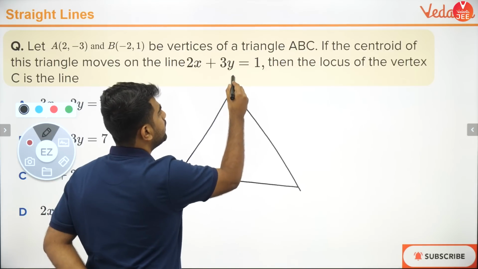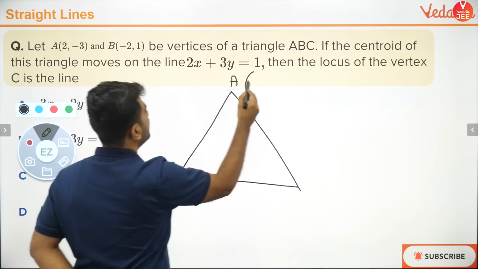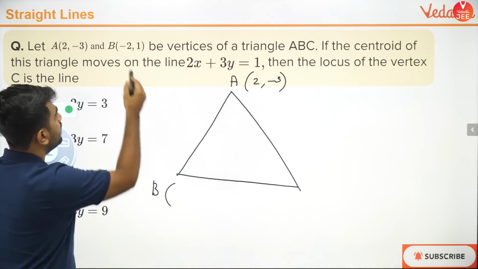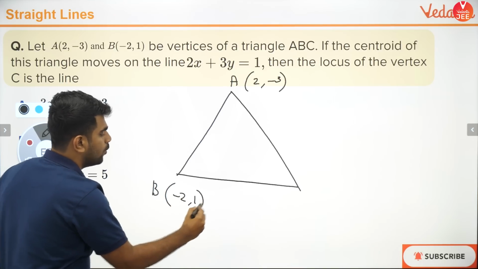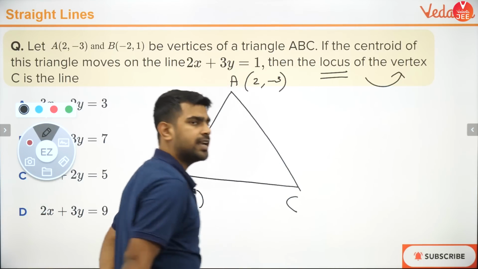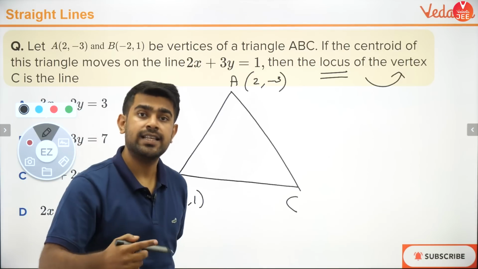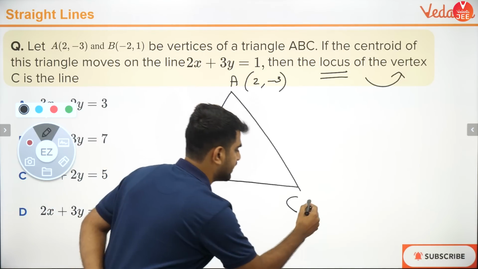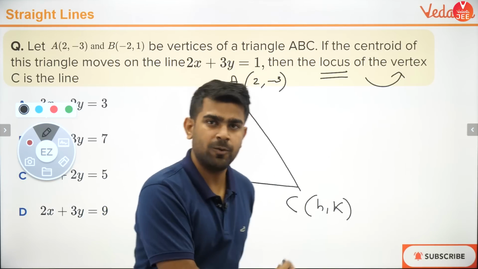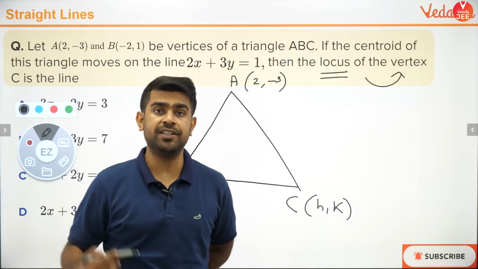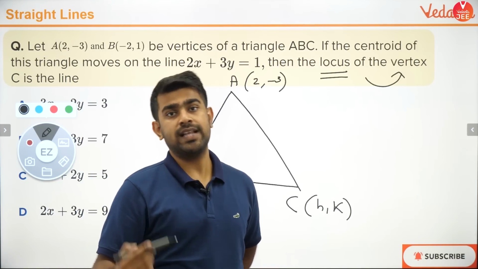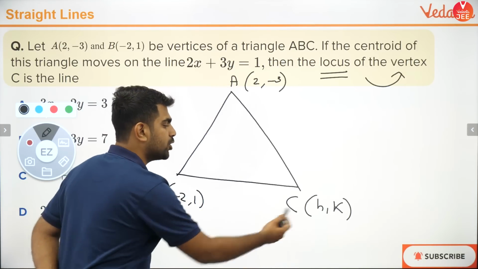So we have ABC. A is what? A is going to be 2, minus 3. And what is my B? My B is going to be minus 2, 1. What is my C? We have to find locus of the third vertex. Isn't that correct? So whenever we want to find locus, I will take that point as H, K. It is a general notation guys. You would see the same notation being used in all the standard textbooks which you will be using for preparing JEE Mains as well as Advanced. That is why I will stick to this notation.